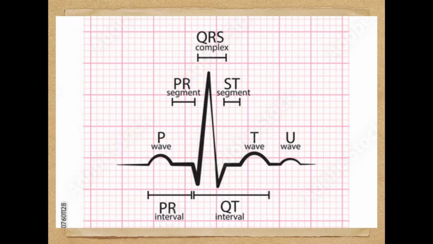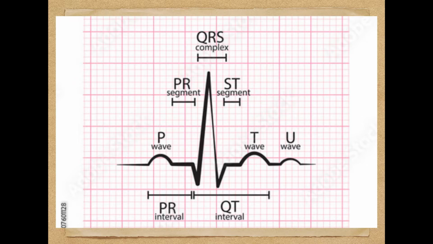Next you see the first initial downward or negative deflection, which is the Q wave. Afterwards comes the positive deflection, which is always the R wave. Then comes the S wave as the negative deflection, followed by the T wave and the U wave.